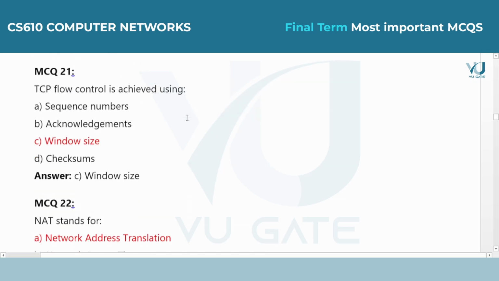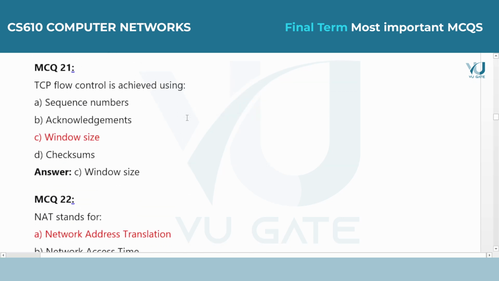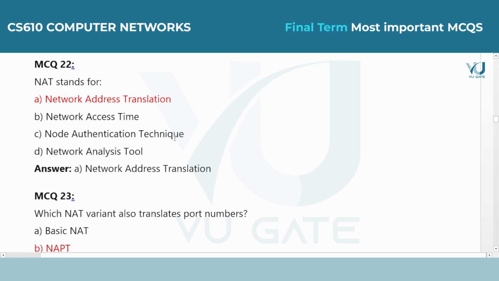MCQ 21. TCP flow control is achieved using. Answer: C, window size. Concept: the sliding window mechanism allows the receiver to tell the sender how much data it can handle before its buffer gets full. MCQ 22. NAT stands for.